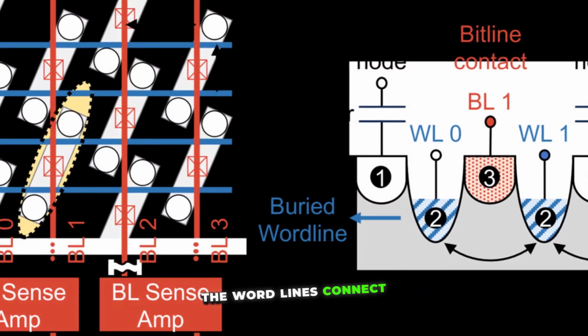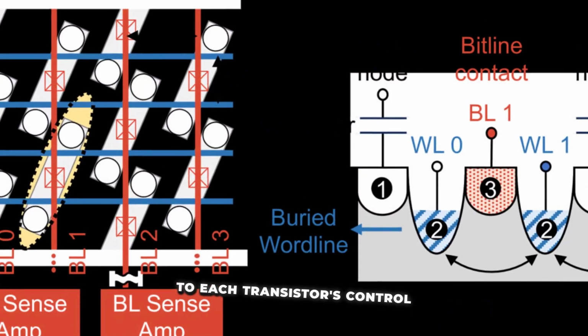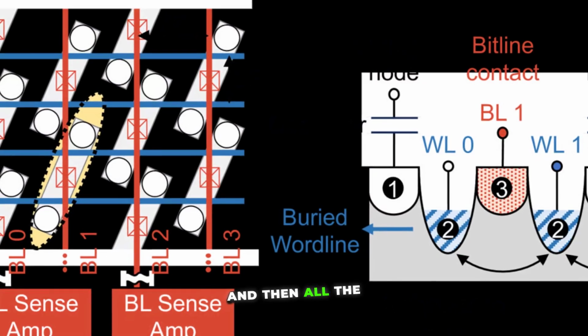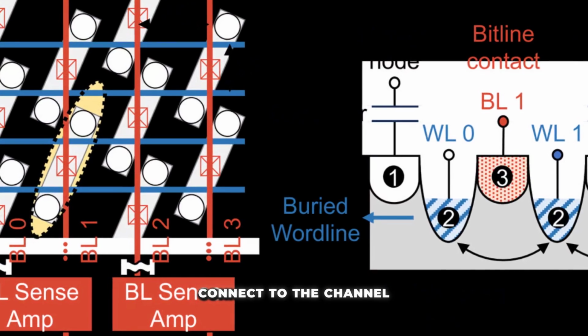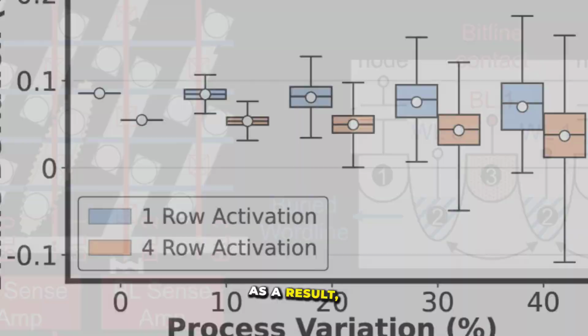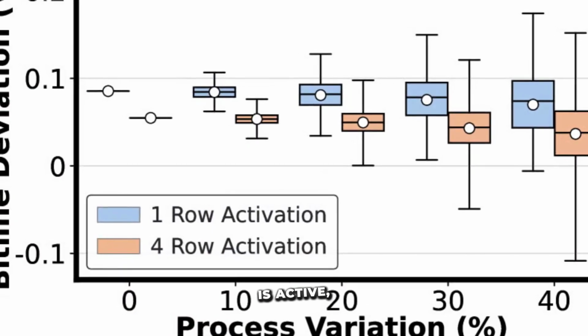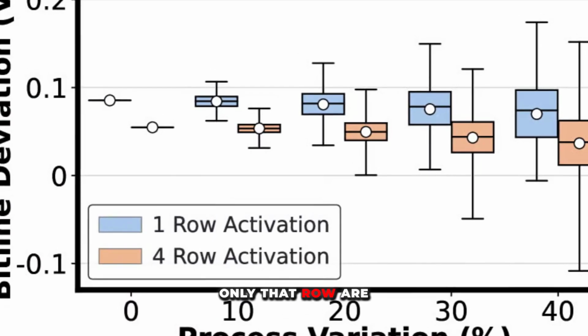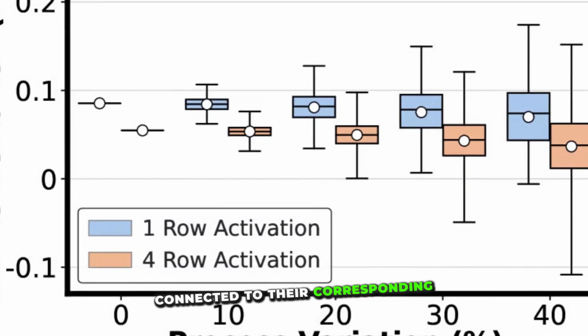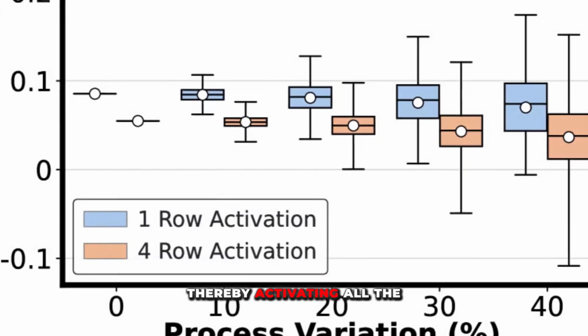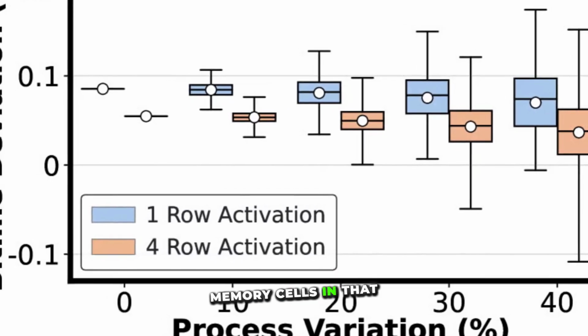Just as before, the word lines connect to each transistor's control gate in rows, and then all the bit lines and columns connect to the channel opposite each capacitor. As a result, when a word line is active, all the capacitors in only that row are connected to their corresponding bit lines, thereby activating all the memory cells in that row.